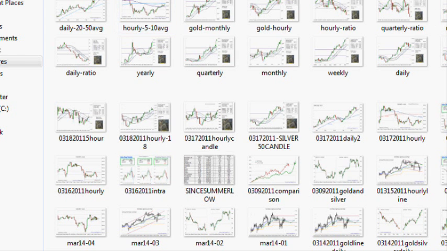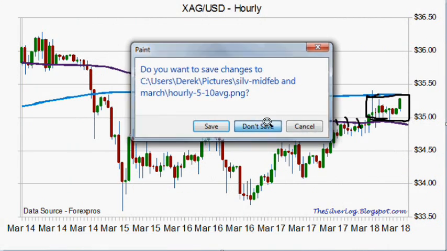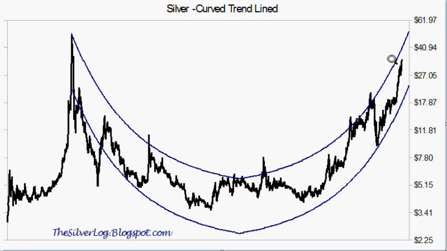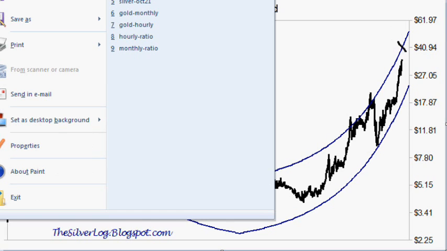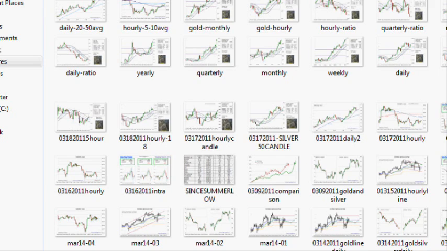Going through some other different charts, the curved trend line, something to look at, showing there's still upside potential room available to get to the top of this trend line. Really nice smiley face. Not going to get much into that on this particular video.